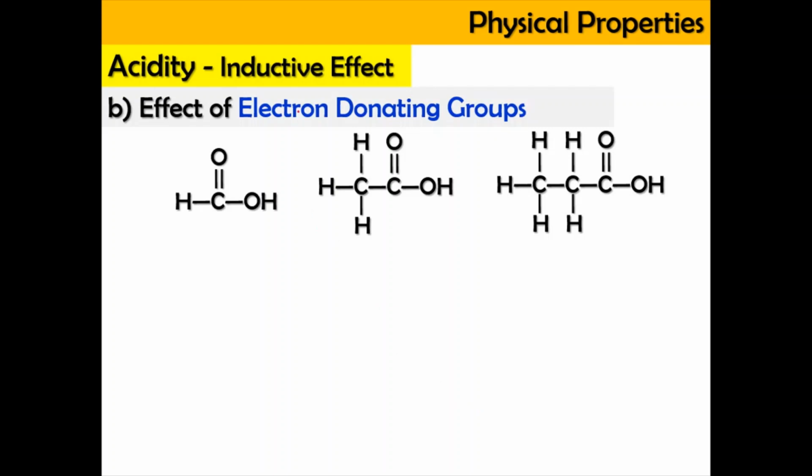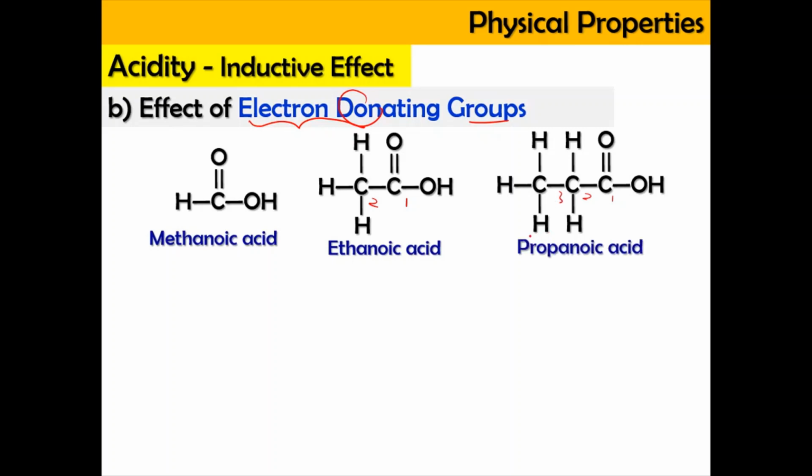Okay, now we're going to change the substituent. Now we're going to focus on the electron donating group. Here we have methanoic acid, here we have ethanoic acid because of 2 carbons, and here we have propanoic acid.